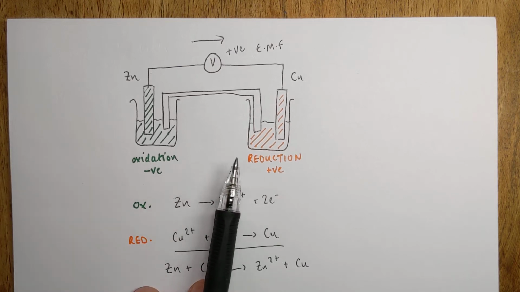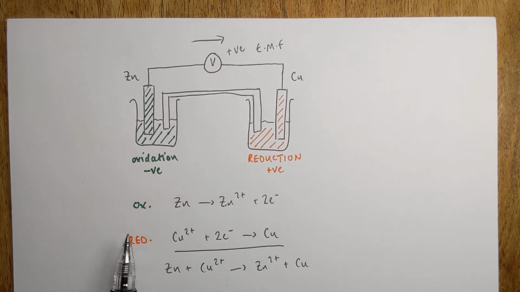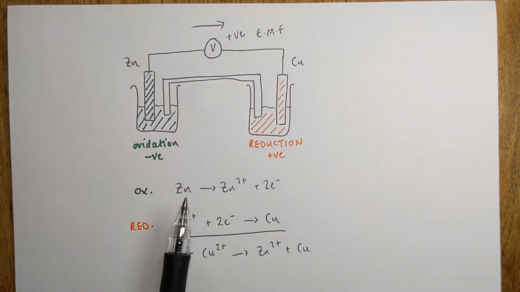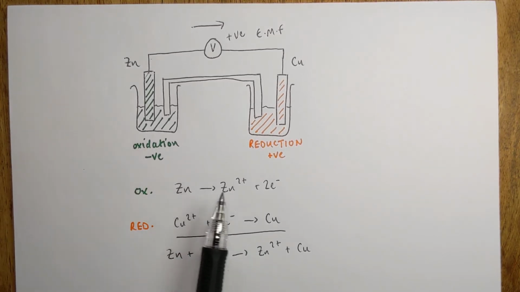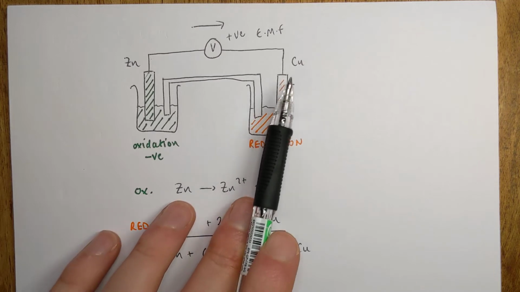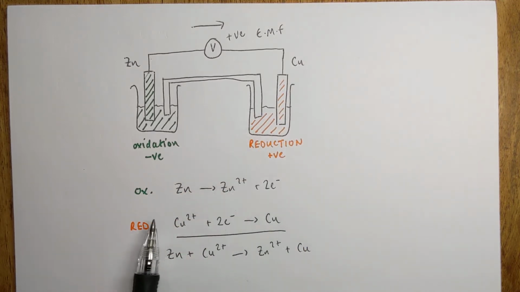Another key feature of this standard cell is the half equations that go alongside it. So again, with our oxidation one, the electrons should be being lost. So as zinc is losing electrons, it becomes zinc 2+. The copper 2+ is gaining electrons to form copper again. So again, electrons being gained, and that's your half equation for reduction.